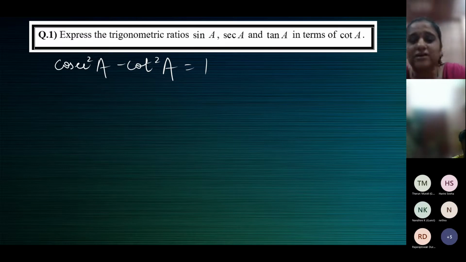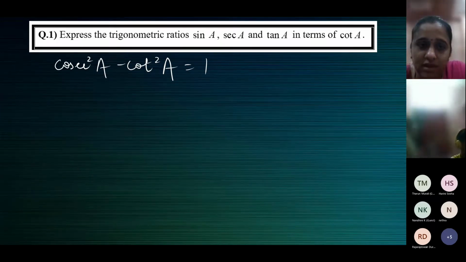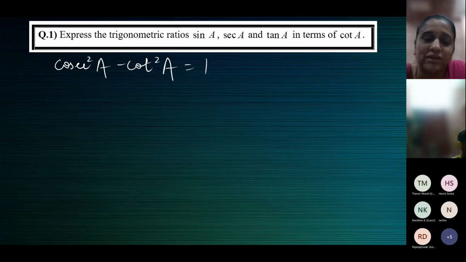So Sneha and Harini, what I was saying is we have to write sin A in terms of cot A. For that, since cosecant and cot are connected through this identity, cosecant square A minus cot square A is 1. And what is cosecant A? It's 1 by sin A. So we are trying to write cosecant A in terms of cot A and then write sin A in terms of cot A, because cosecant A is equal to 1 by sin A. Now my question to the class is, please help me write cosecant A in terms of cot A.